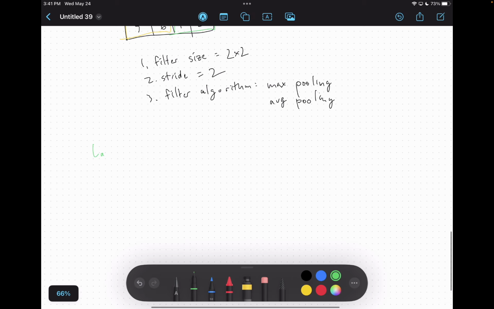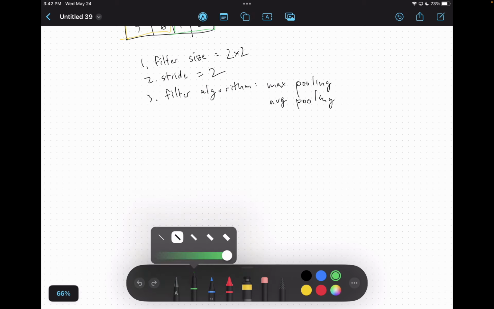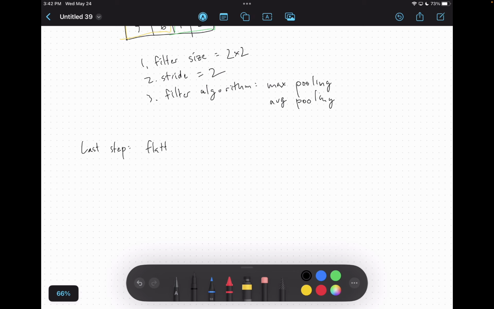So last step is called flattening. Convert the last convolutional layer into a one-dimensional neural network layer.